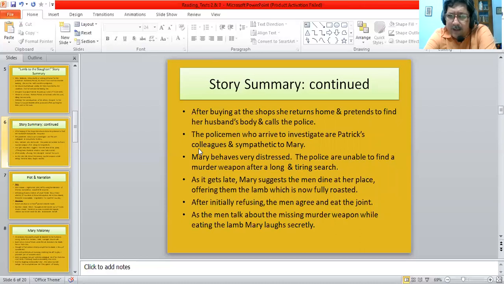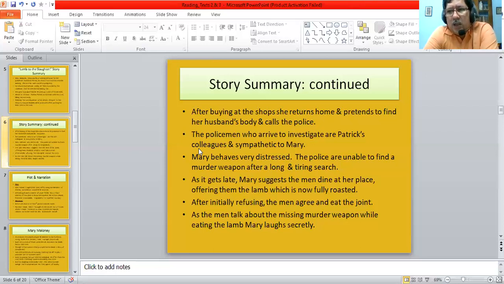The police are unable to find a murder weapon after a very long and tiring search. So, as it is getting late and the policemen are getting very tired and equally frustrated, Mary suggests that they have a drink and that they also dine at her place. She offers them the lamb, which is by now fully roasted. After initially refusing, the men agree and they sit down to have dinner and they eat the joint of lamb. As the men talk about the missing murder weapon while eating the lamb, Mary laughs secretly. So that is how the story ends.